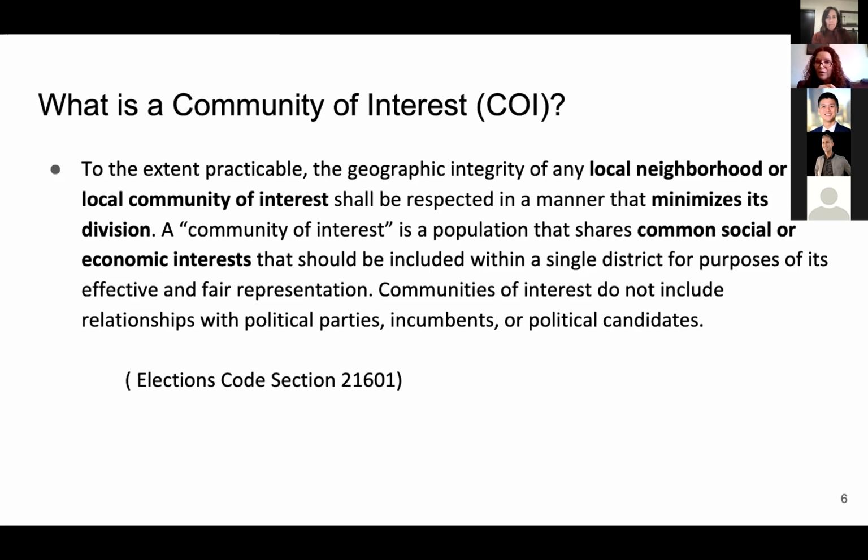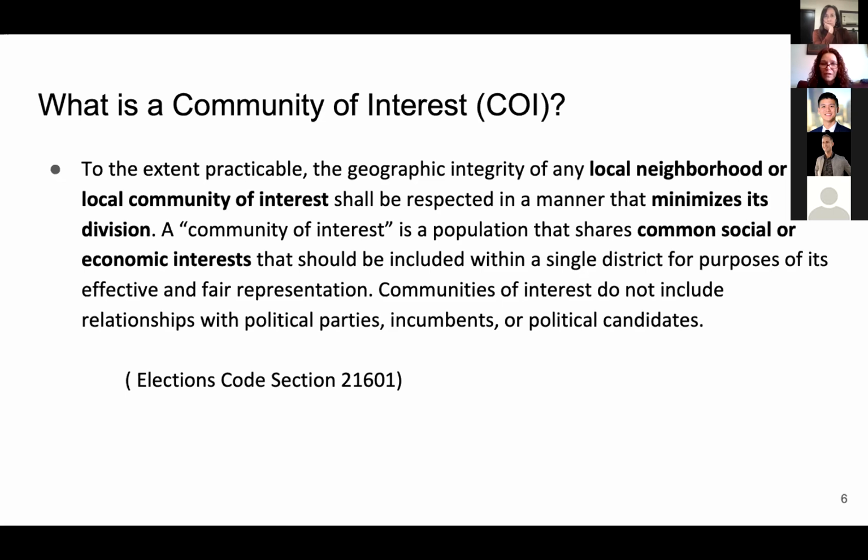And then there's a little caveat of what a community of interest is not. A community of interest does not include relationships with political parties, incumbents, or political candidates. If you followed the State Redistricting Commission and the criteria that we now have in the state constitution since 2008, was it, Kathy? I think it was 2008. Then all this language looks very familiar to you, because essentially what the Fair Maps Act does is it takes significant sections of the state requirements and then basically now makes them requirements for local redistricting also.